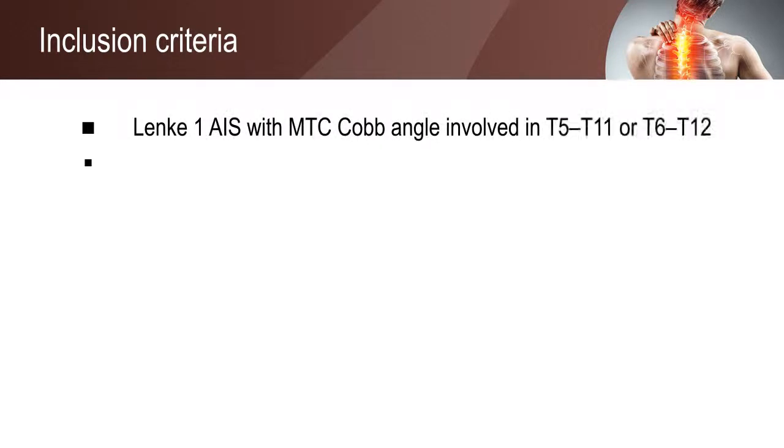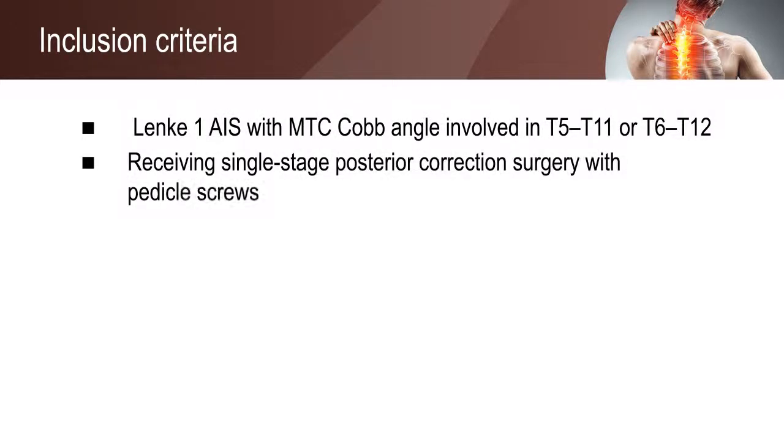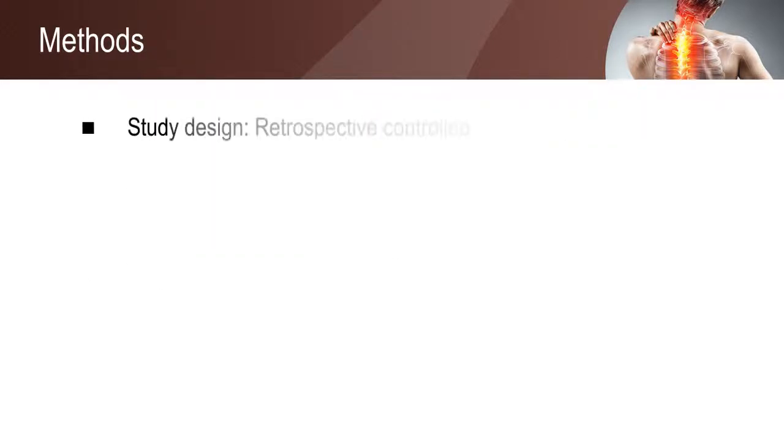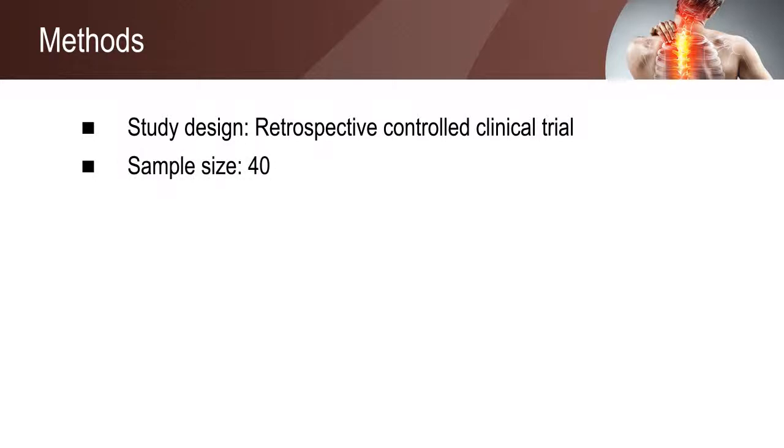Patients with LENC 1 adolescent idiopathic scoliosis with main thoracic curve Cobb angle involved in T5 to T11 or T6 to T12 who were receiving single-stage posterior correction surgery with pedicle screws were included in the study. The patients with no medical history of spinal surgery and not receiving spinal osteotomy were also included. The retrospective controlled clinical study included 40 patients.